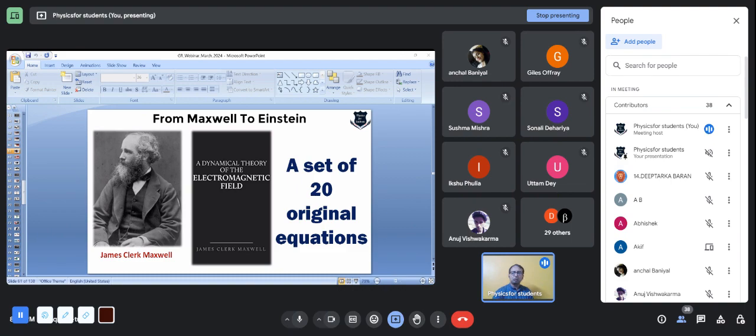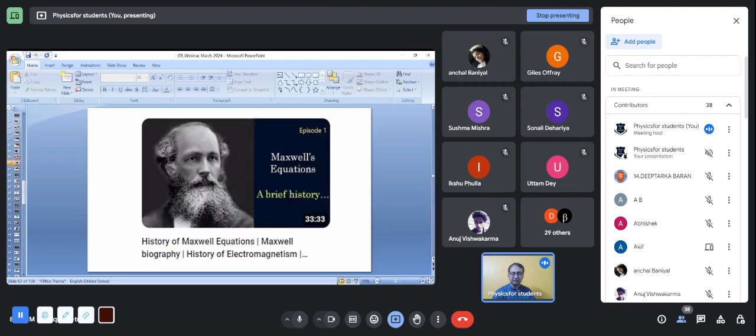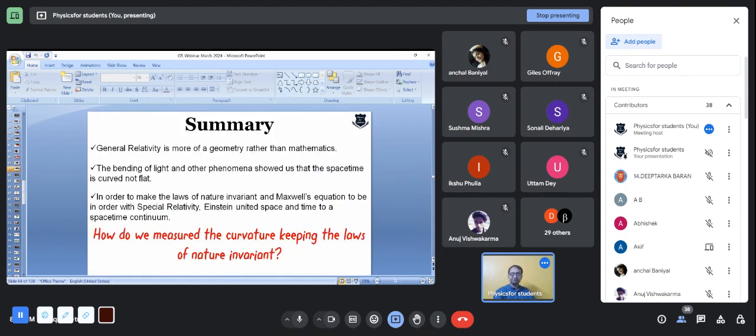Anyway, Maxwell's equations were actually a set of 20 equations. Just to give you a little bit of knowledge, it was Oliver Heaviside who first reduced all those 20 equations to the 4 equations which we read in our books. This is the contribution of Oliver Heaviside. You can go to my video, a very interesting video made long back, which talks about Maxwell's equations, a brief history.